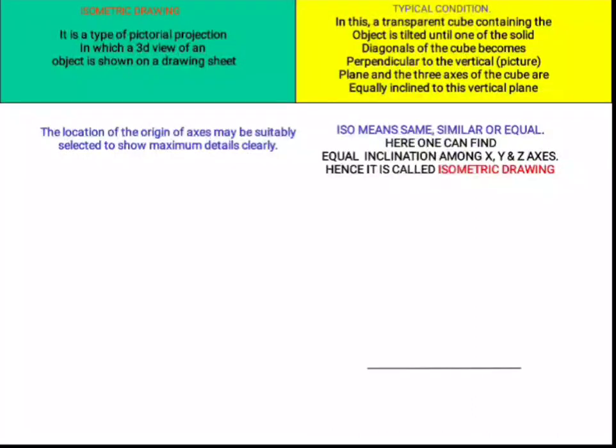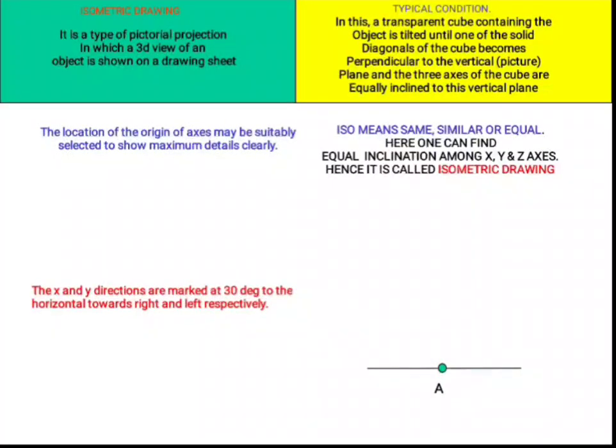The location of the origin of axis may be suitably selected to show the maximum details of the object clearly. Here the point A is the origin and the x and y directions are marked 30 degrees inclined like this. And the z-axis is the vertical axis.